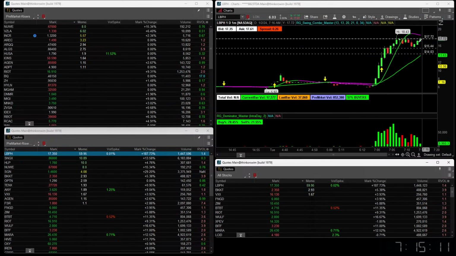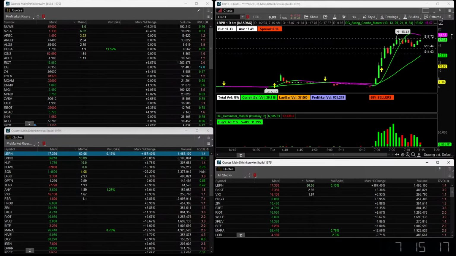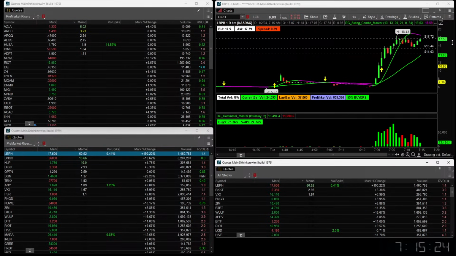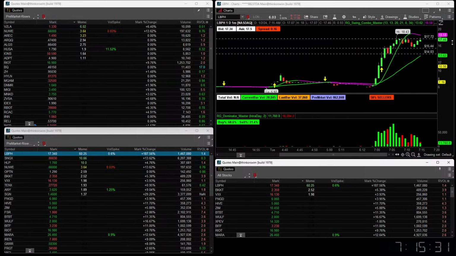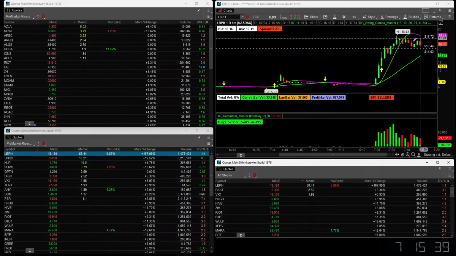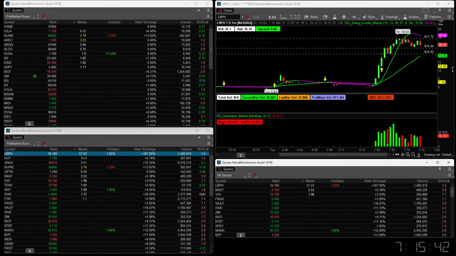Was a nice bounce. It's playing between the levels here for $1. This is why I don't like doing support. I missed this run. I could have made some more off of it.